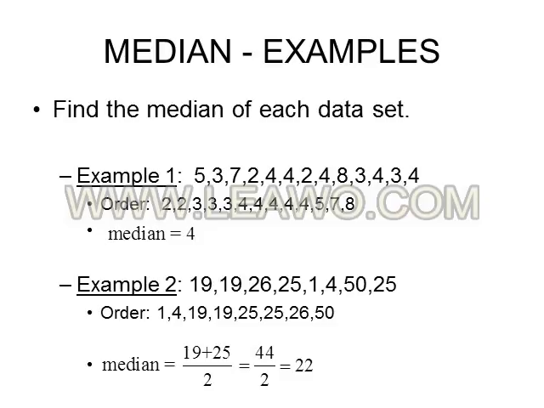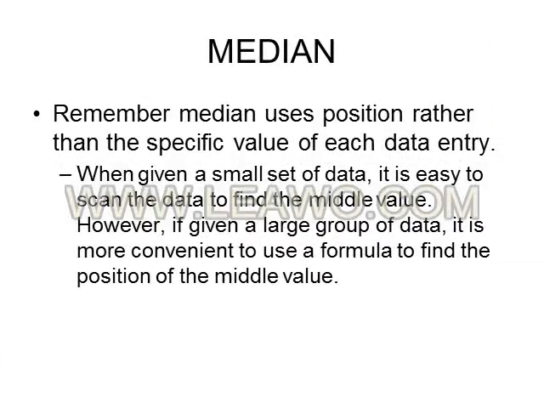Now, is 22 even a value that occurs in this list? No, it is not. Your median does not have to actually be in your list of data, but it can be a different number when this happens, and you have to take the two middle numbers. Remember, median uses position rather than the specific value of each data entry. When given a small set of data, it is easy to scan the data to find the middle value.